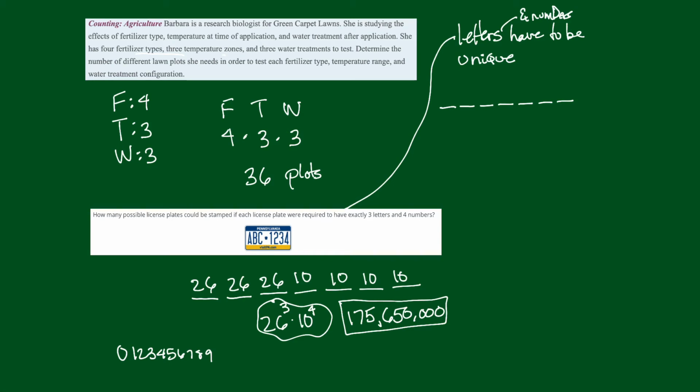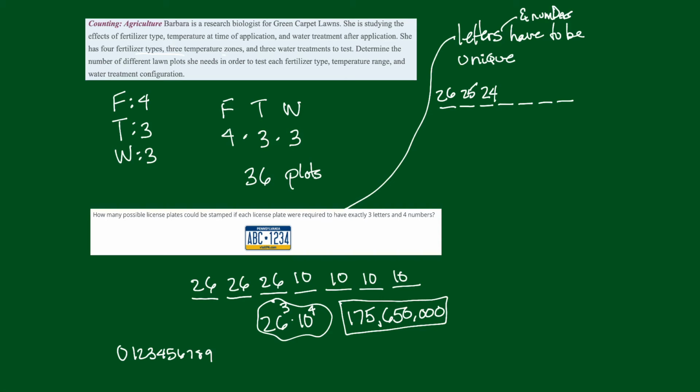Now the first decision, I can choose any of the 26 letters. But for the second decision, I've only got 25 choices left, right? Because this letter cannot match this one. So whatever I use for the first one, I have to toss it out because I don't want any repeats. So then there's only 25 letters left for the second, and then I have to take those 2 out, 24. All right, so there's the letters.